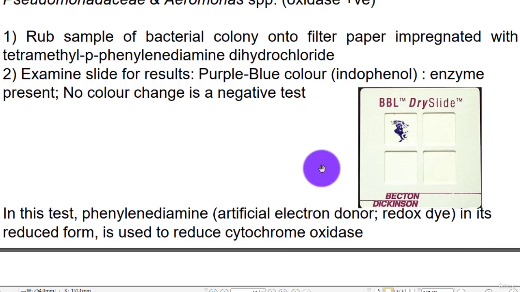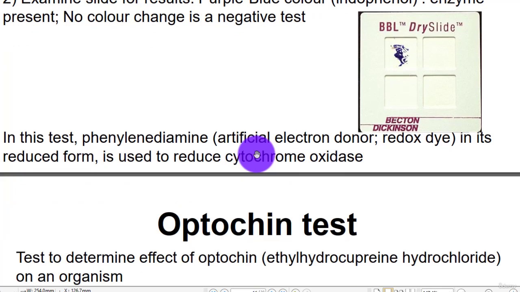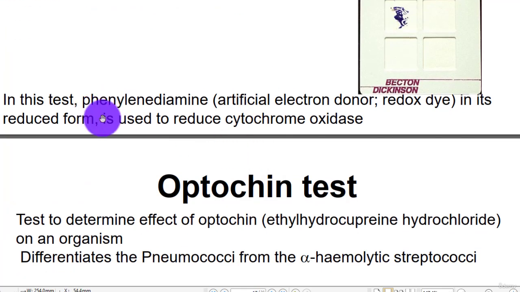Purple color indicates the enzyme is present. No color change is a negative test. In this test, phenylenediamine, an artificial electron donor redox dye in its reduced form, is used to reduce cytochrome oxidase.